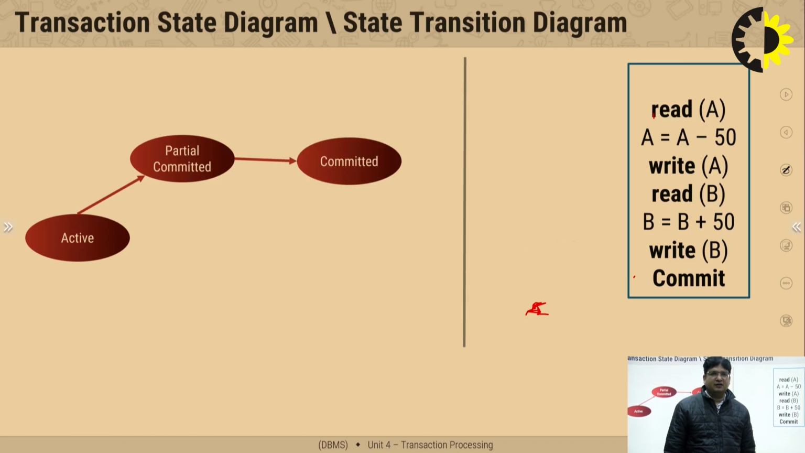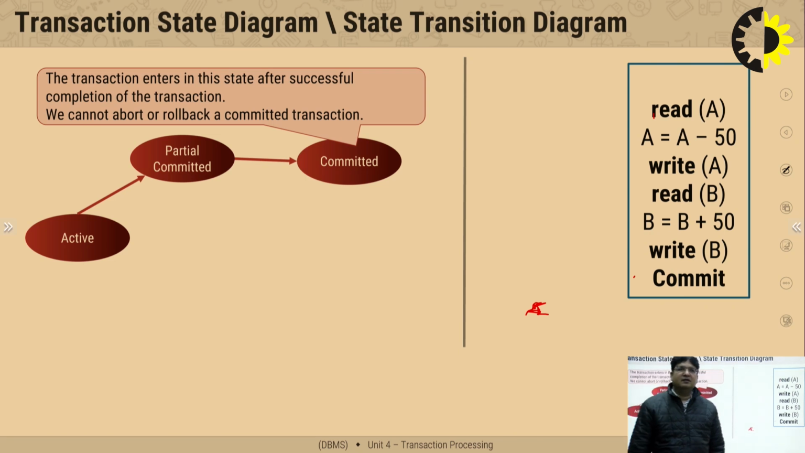Now, after the partially committed state, the next state will be committed state. That is, the transaction enters this state after the successful completion of the transaction. We cannot abort or roll back a committed transaction. Committed means the changed values of A and B are reflected in the disk. When the changed values are reflected in the disk, then we say the transaction has committed.